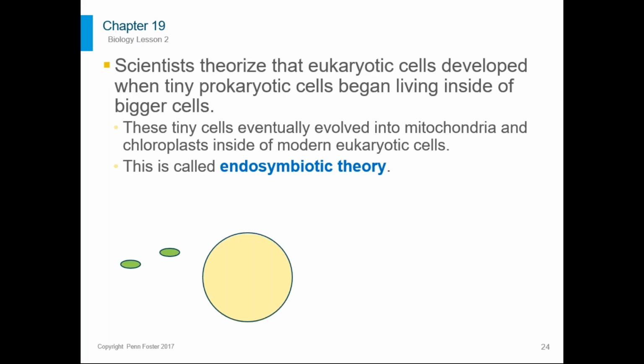Scientists also theorize eukaryotic cells developed when tiny prokaryotic cells began living inside of bigger cells. So remember, prokaryotes are cells like bacteria. They don't have a nucleus. They don't have as many organelles. Eukaryotic cells do. They have mitochondria. They have a nucleus. Plant cells have chloroplasts. There are bacterial cells that also have chloroplasts.